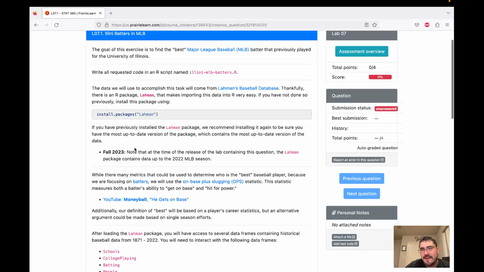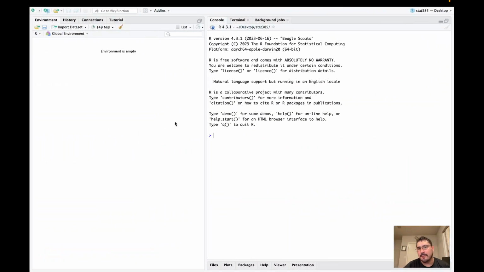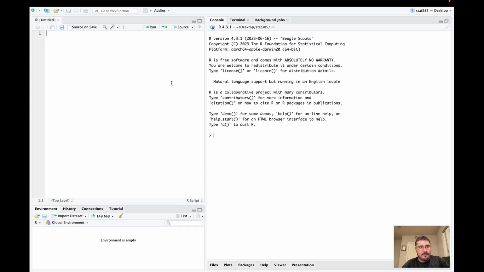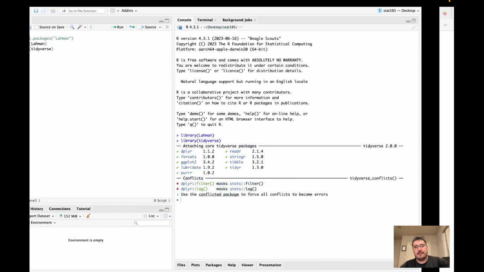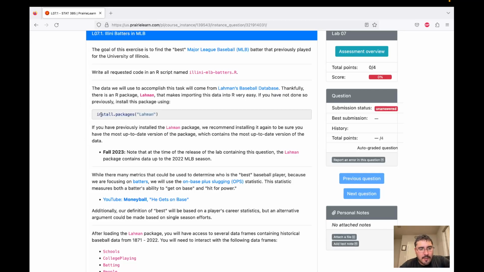Okay, so I have RStudio up. I'm in my Stat385 directory. I need a new folder. The first thing we're going to need to do is obtain the Lahman package. If you don't have it, then you're going to have to get it. Okay, so I have it, so I'll just comment that out. And I might as well just load in the tidyverse.